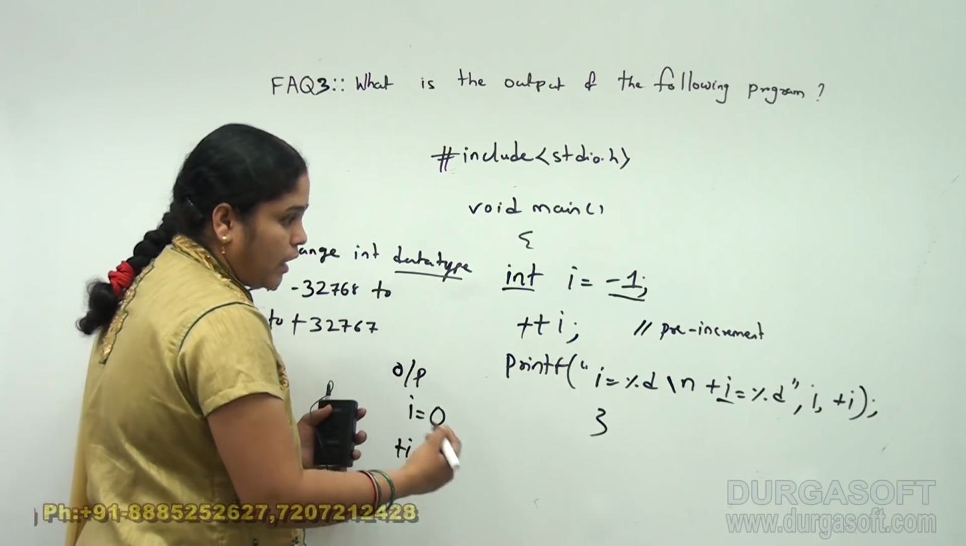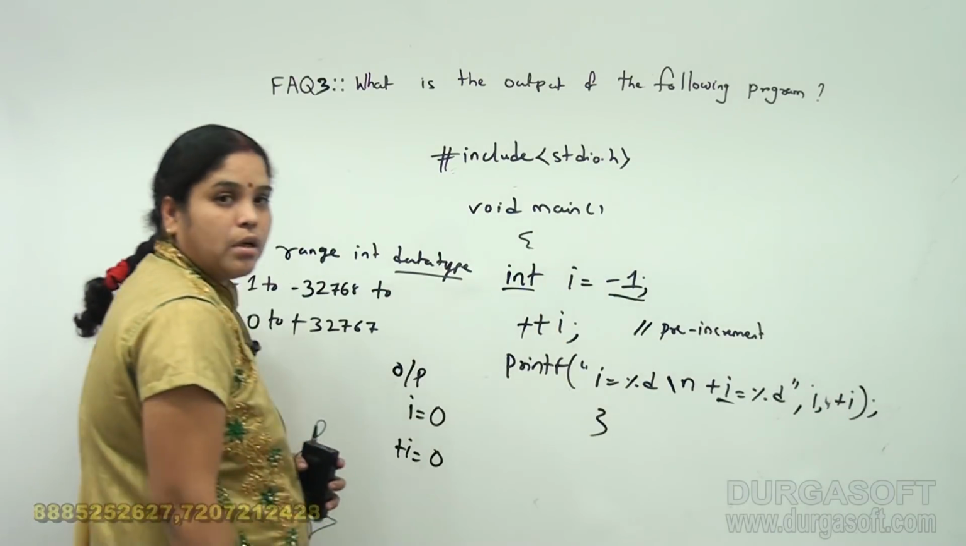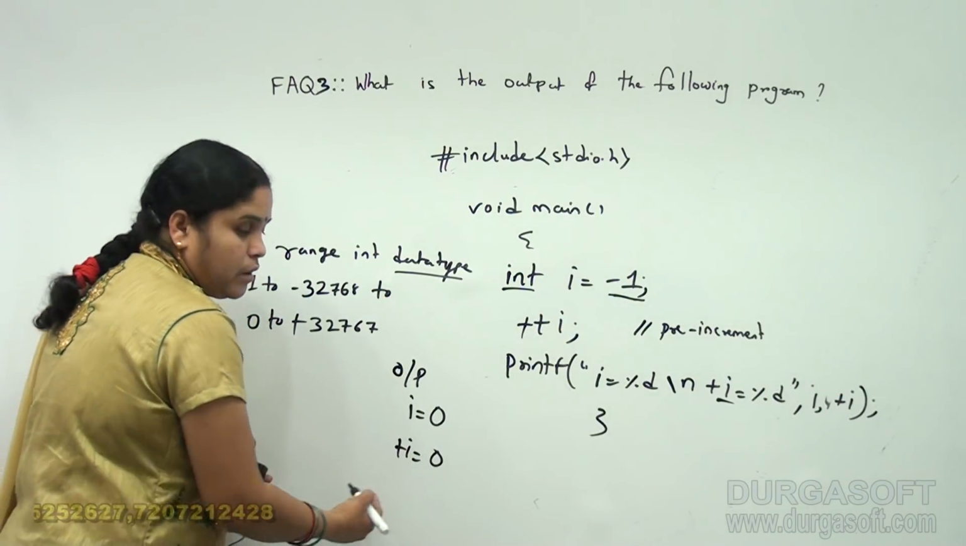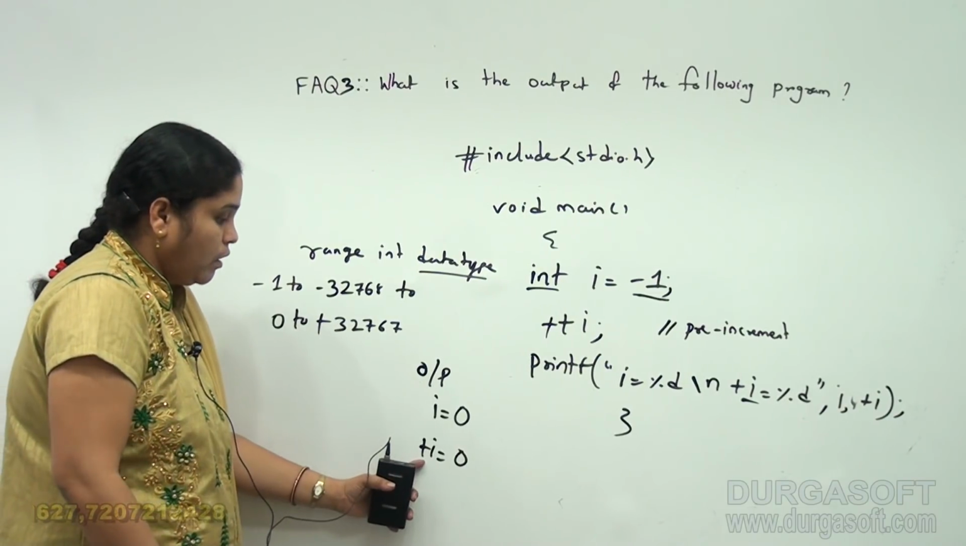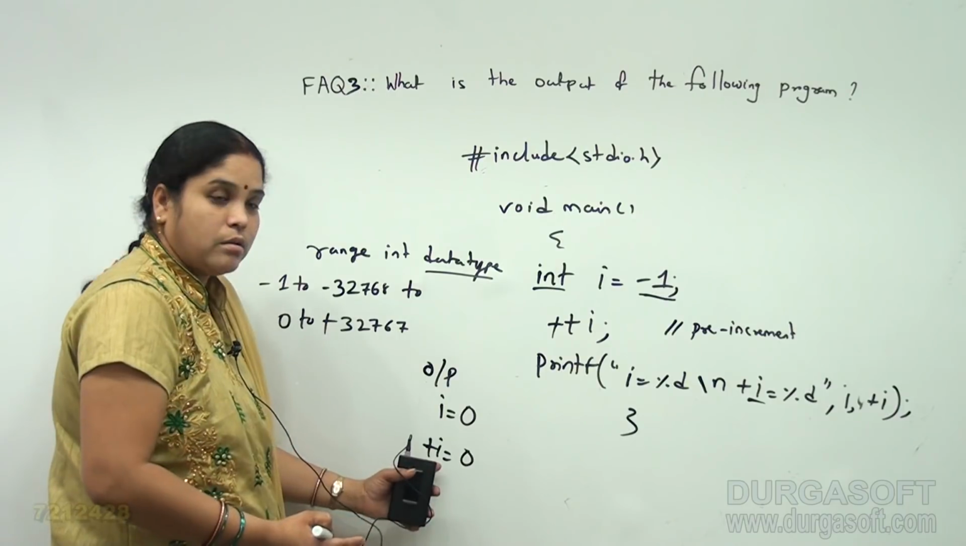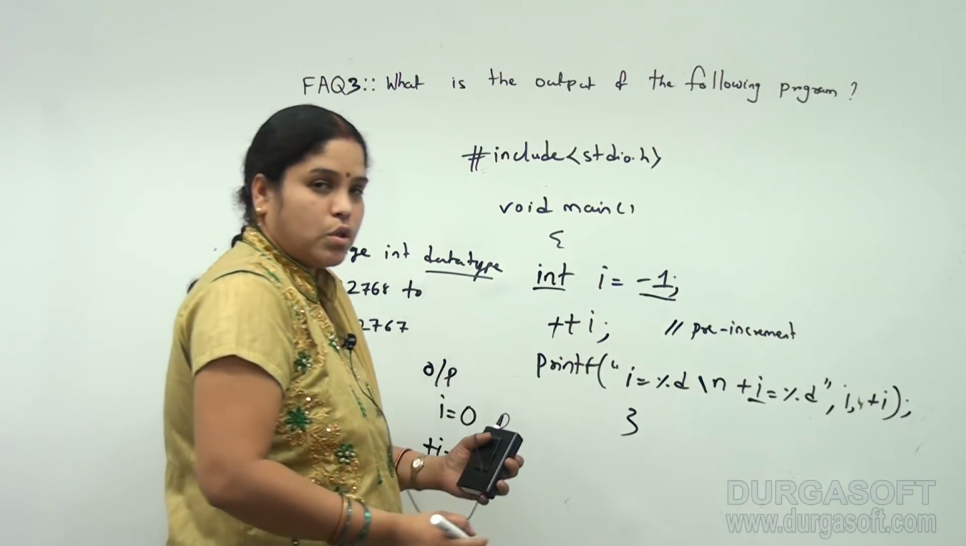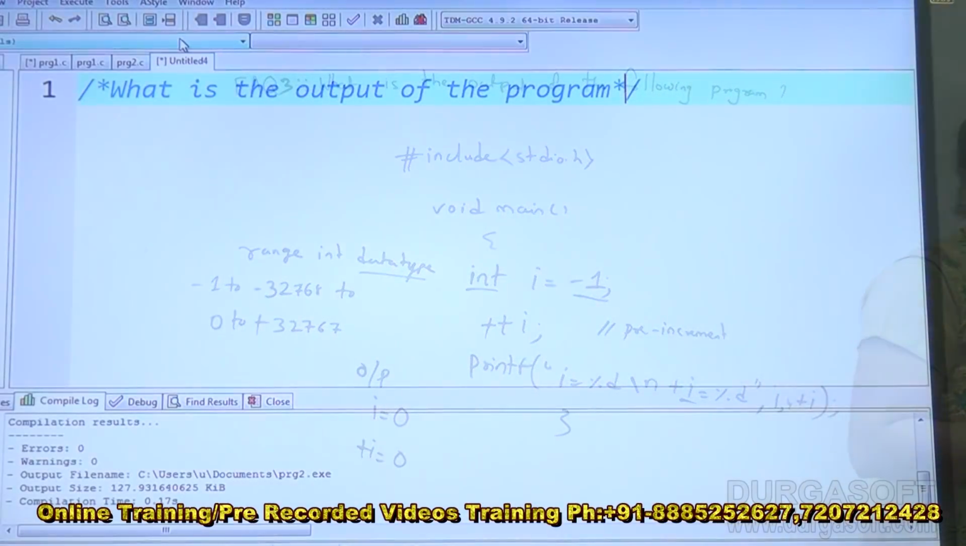If I were using another variable with plus, you would get a different output, but I am using here ++i, only one operator with 1 operand, so you get the i value also 0. So see the output of this program.